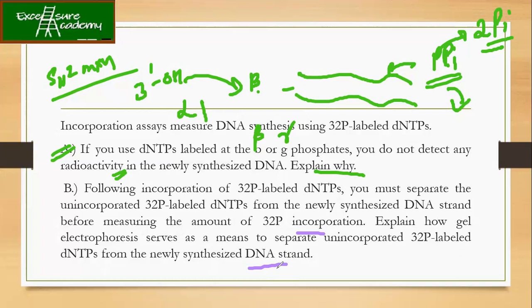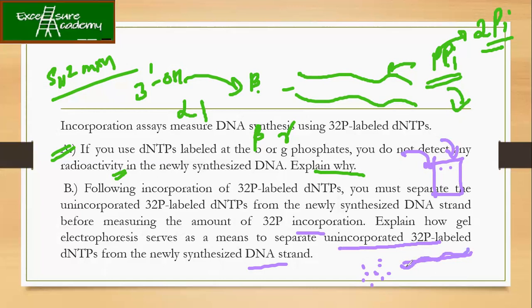What is the function of electrophoresis? What is the work of gel electrophoresis? We know that in gel electrophoresis it is going to separate based on size. Now we know the synthesized DNA will have a larger size as compared to the unincorporated 32P labeled dNTPs. Now what will happen in your gel? The moment you load these two samples, what will happen?